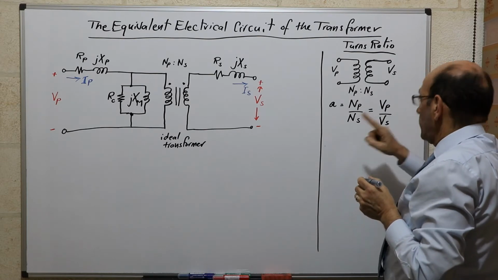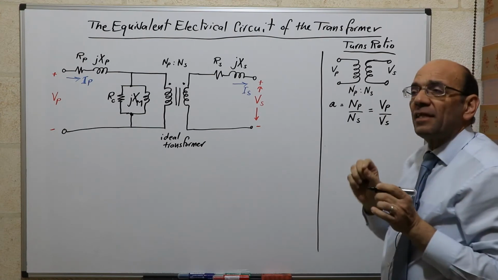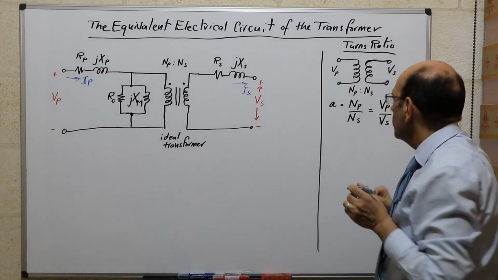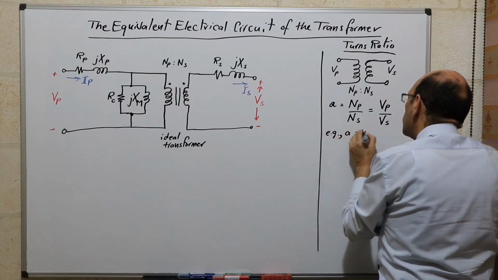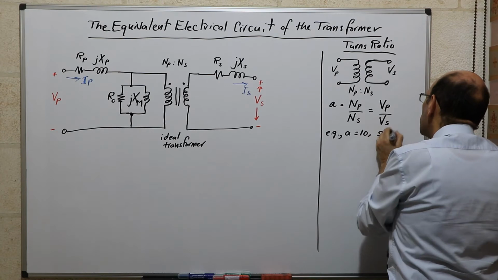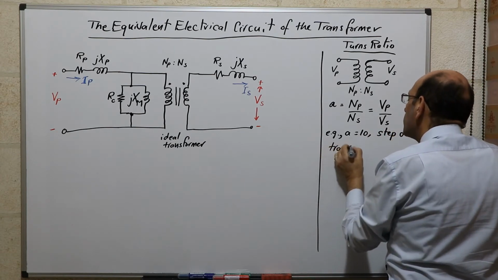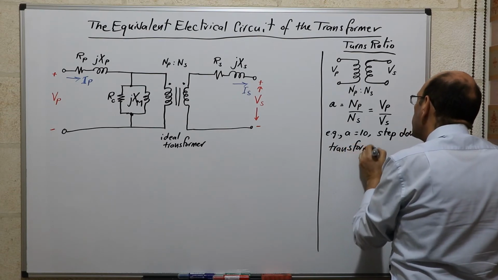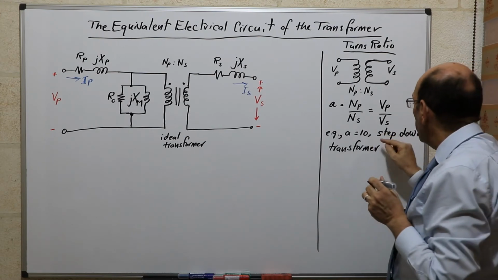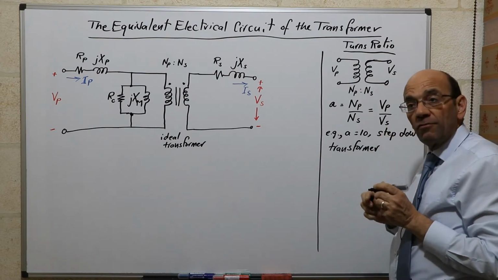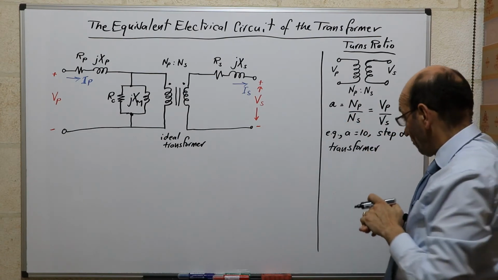So, for example, if A is 10, this is a step down transformer, because when we say step down, we're referring to voltage, not current. If A is equal to 10, then this is a step down transformer, which means it is stepping down the voltage. When we use the term step down, we're talking about voltage. When we use the term step up, we're also talking about the voltage. And the ratio of the number of turns is the same as the ratio of the voltages.